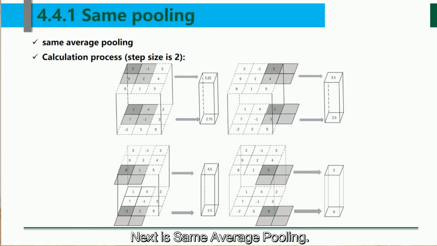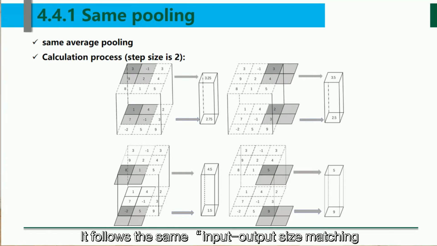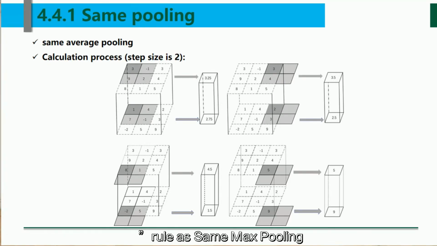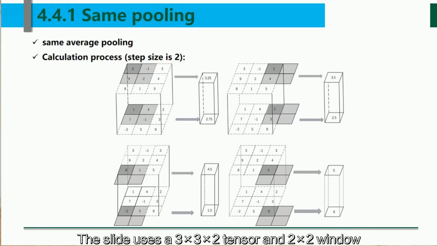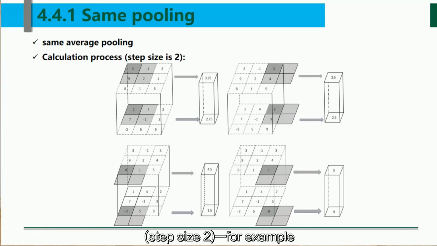Next is same average pooling. It follows the same input-output size matching rule as same max pooling, but instead of taking the max, we calculate the average of the window. The slide uses a 3 multiplied by 3 multiplied by 2 tensor and 2 multiplied by 2 window, step size 2, for example. A window with values 3, 1, -1, 4, gives an average of 1.75. This smooths features instead of emphasizing strong values.